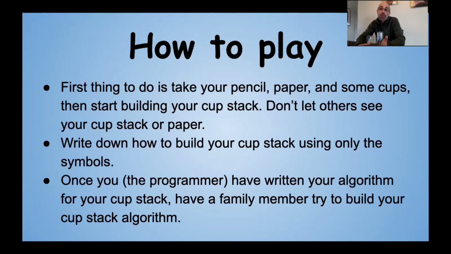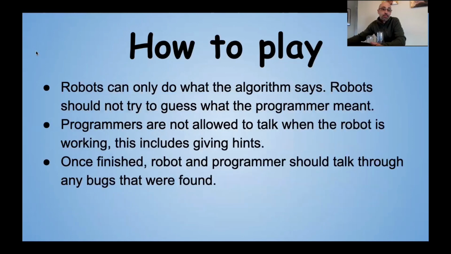Once you, the programmer, have written your algorithm, remember that's your recipe for your cup stack, have that family member then try to build your cup stack algorithm. Robots, so this would be the person building it, you can only do what the algorithm says. You can only do what the recipe tells you to do. Robots shouldn't try to guess what the programmer means or what they meant, okay? If that means a cup ends up falling flat onto the floor, that's what it means, right?